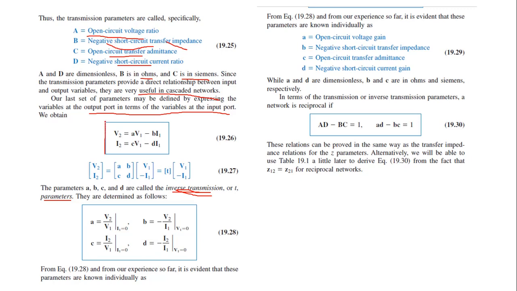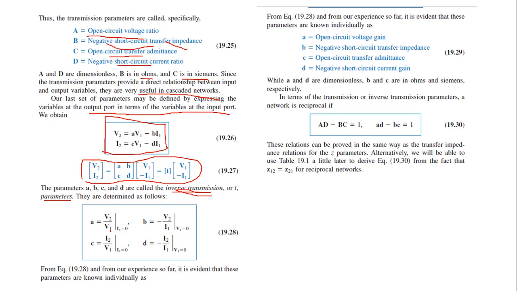So the relationship is like this. V2 and I2 can be written as V2 is equal to A V1 minus B I1, I2 is equal to C V1 minus D I1. So this can be expressed in the matrix form like this, right? So this is called inverse transmission parameters, A, B, C, D in small letters. Transmission parameters, it was in capital letters.